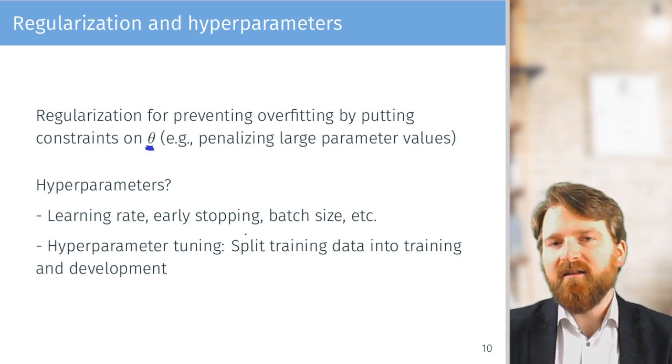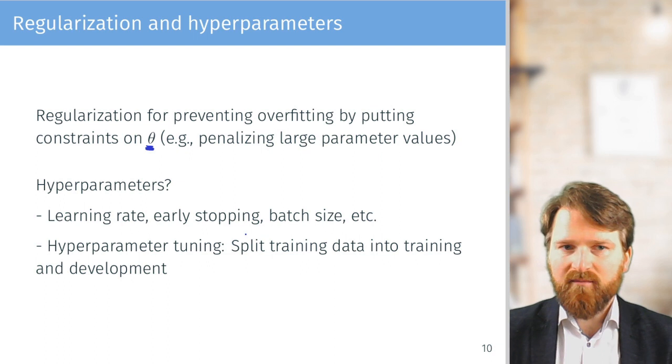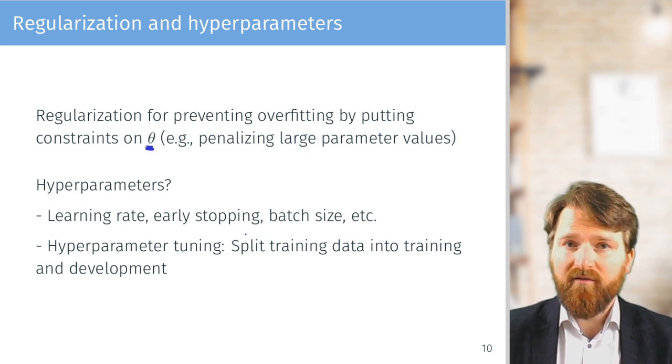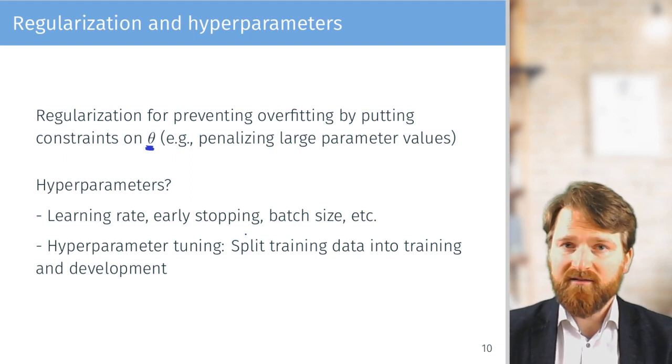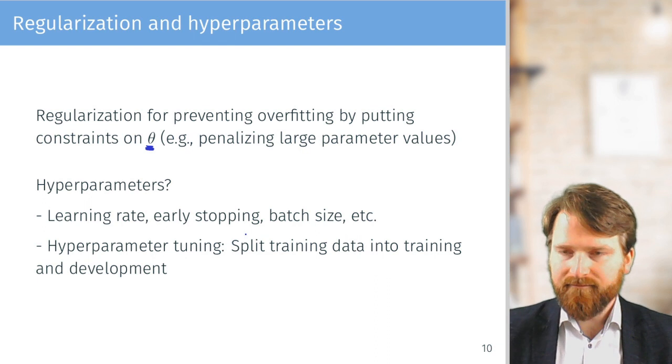We will come exactly to that later on, but this is just a simple overview: overfitting is unwanted. We want to prevent overfitting, and we can either regularize our parameters, or we can tune our hyperparameters on some development data set.